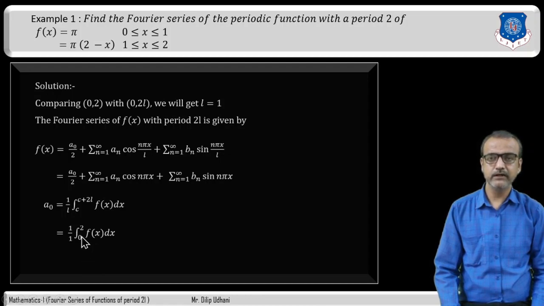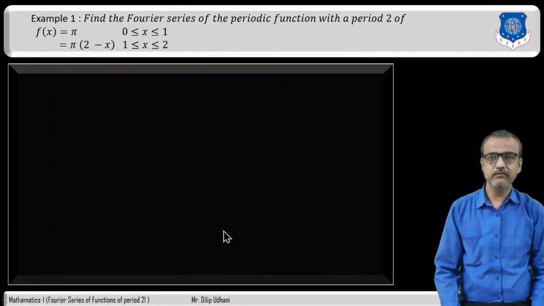So we will write integration from 0 to 2 f of x dx as integration from 0 to 1, and in the interval 0 to 1 we have f of x equals pi. So it is integration from 0 to 1 pi dx plus integration from 1 to 2, and in the interval 1 to 2 we have f of x equals pi into bracket 2 minus x dx. Now we will find out the integration of pi and the integration of pi into bracket 2 minus x.